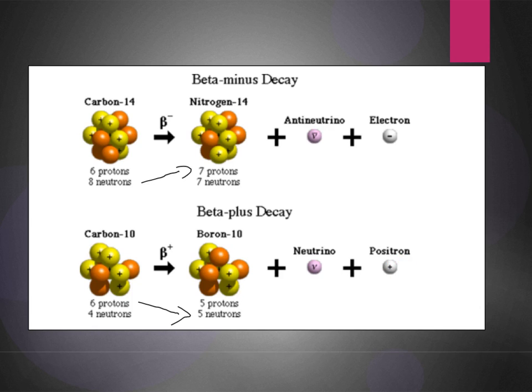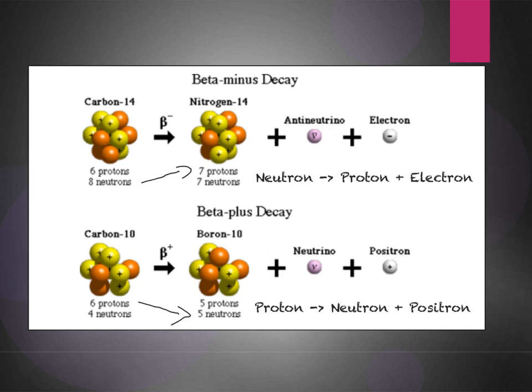So in summary, in beta minus decay we have a neutron becoming a proton and releasing this electron, whereas in beta plus decay we have a proton becoming a neutron and releasing a positron. These are easier to remember if we look at the charges. So in beta minus decay we emit an electron which has a negative charge. In beta plus decay we release a positron which has a positive charge, a plus charge.